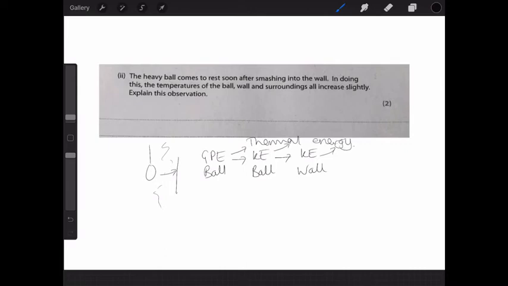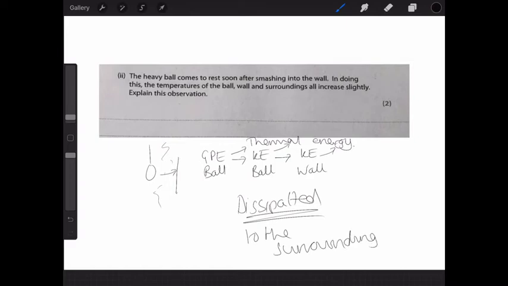Okay. The ball is going to warm up a little bit, the wall is going to warm up a little bit, and the energy is going to be transferred to the surroundings because it will be dissipated to the surroundings. Yes, I'm making you watch while I write it because it's such an important thing you must be able to say in this topic. I hope that helps.